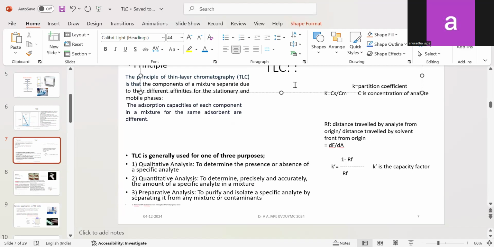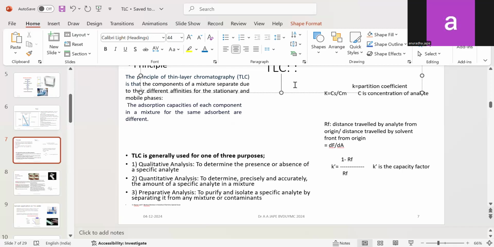Now, the affinities of the analyte towards the stationary phase and mobile phase are going to decide its separation. If it interacts more with the stationary phase, it will be retained more on the stationary phase and its movement along with the mobile phase will be less, so it will travel less distance. If the affinity of the analyte towards the mobile phase is more, it will move along with the mobile phase faster and will get ahead of all other analytes.